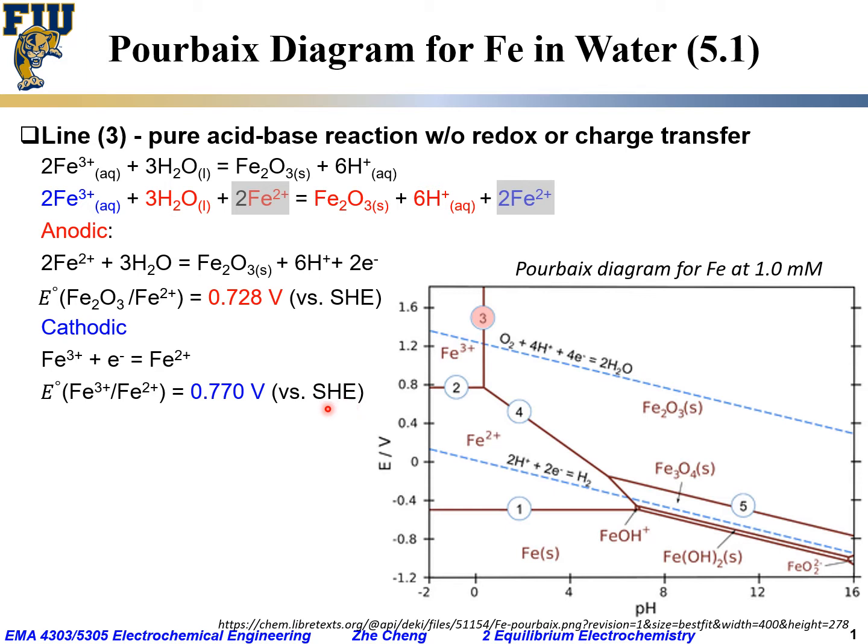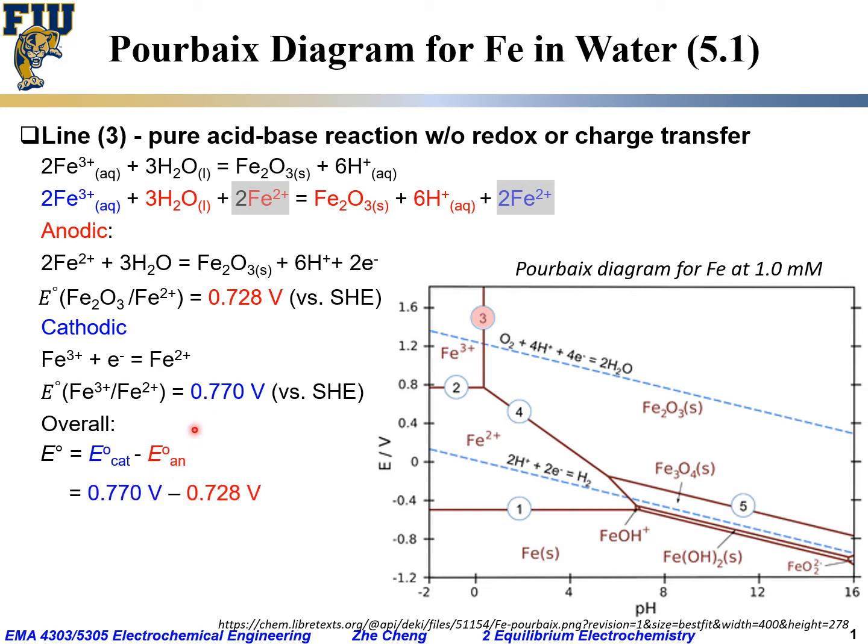Okay, so we have the anodic and cathodic half-cell reactions. If we add them up, of course the goal is to eliminate the electrons. You have to multiply both sides of this cathodic half-cell reaction by a factor of 2 to get the overall reaction. And for the overall reaction, the cell potential would be, as we learned before, cathodic minus anodic: the standard electrode potential for the cathodic half-cell reaction minus the standard electrode potential for the anodic half-cell reaction.